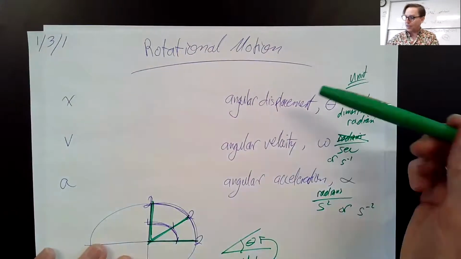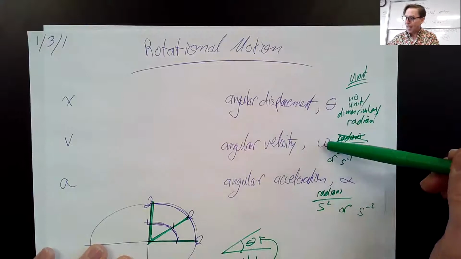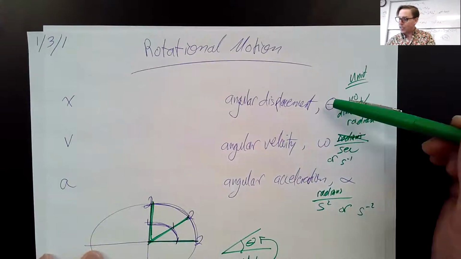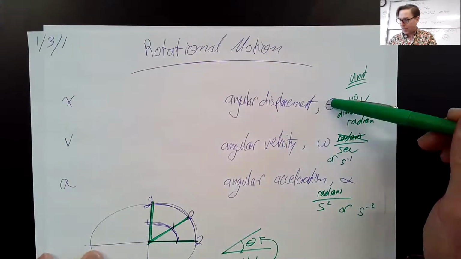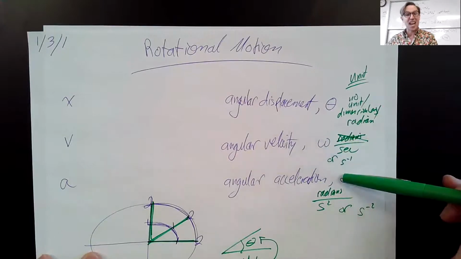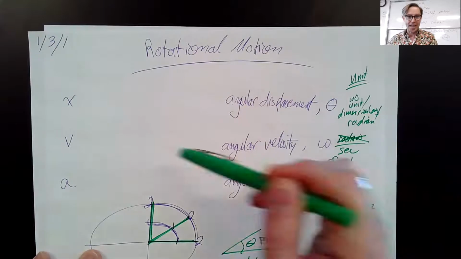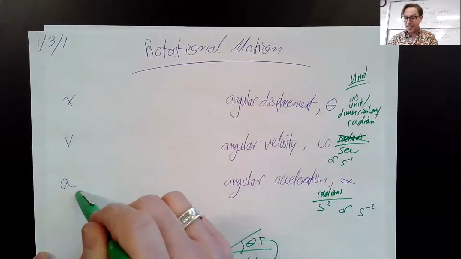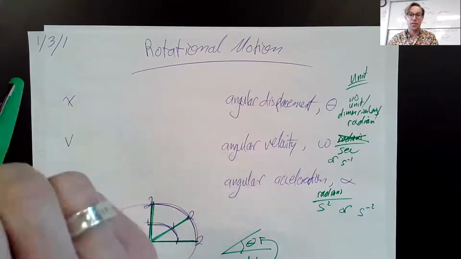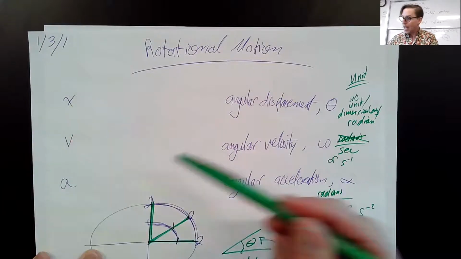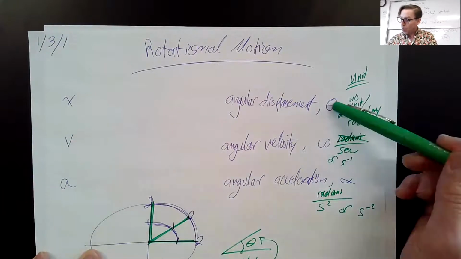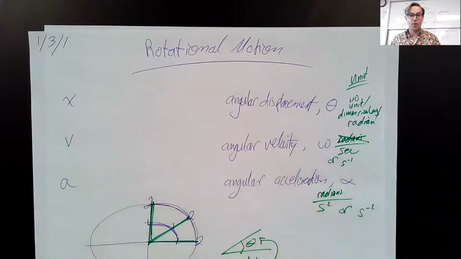So these are our new quantities that we are going to be studying in Unit 3. We're going to be studying angular displacement, angular velocity, angular acceleration. These Greek letters are not units. These Greek letters are abbreviations for the quantities, just like X and V and A are not units. They are abbreviations for the words displacement, velocity, and acceleration. And all of these quantities have appropriate associated units.